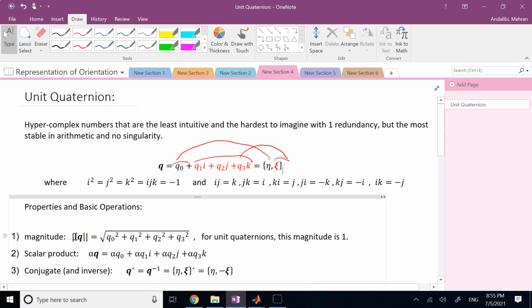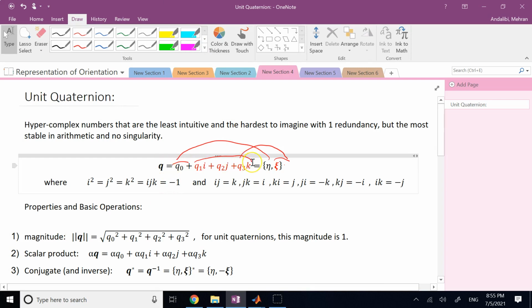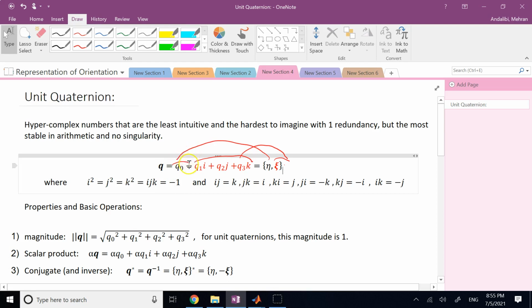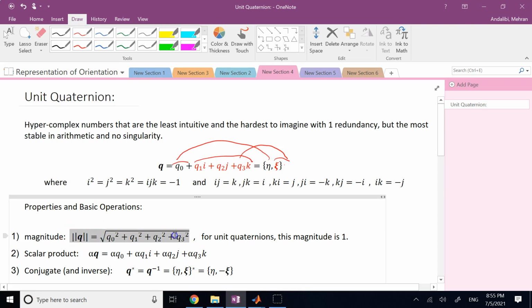And the first thing is, what's the magnitude of this complex number? Well, it's similar to the other complex numbers. The magnitude of a complex number is the square root of the real part squared plus the imaginary part squared. Now here you have three imaginary parts, so you have to square all of them, add them all to the real part squared, and take the square root of that. So this is going to be the norm or the magnitude of the unit quaternion. And this has to be equal to 1. Okay, this square root has to be equal to 1. That's why we call them unit quaternions. If it's not 1, then they're just a regular quaternion.